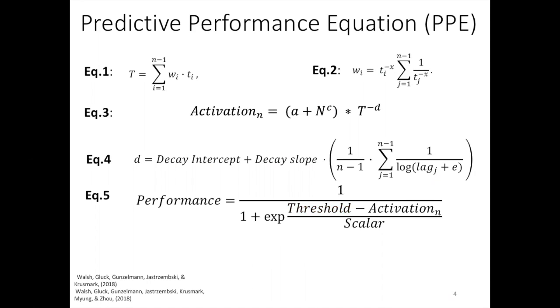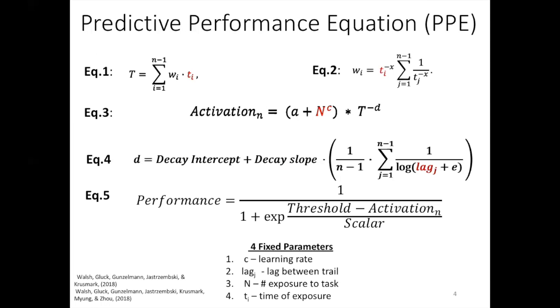So one model in particular that has attempted to account for these three learning characteristics I discussed previously is the predictive performance equation. It's composed of 5 individual equations, and there are 4 fixed parameters. So there's a learning rate, a lag, n encoding the number of exposures on some task, and t, the time at which that exposure to some item occurred.